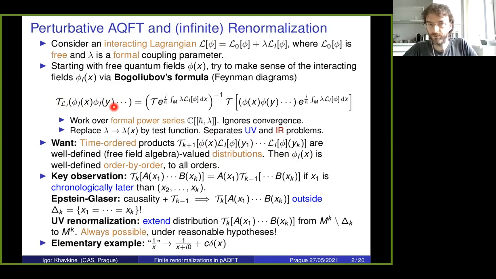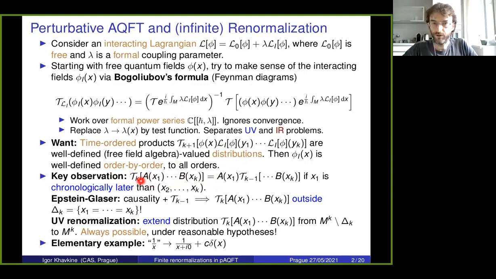Interacting time ordered products of interacting fields are well defined. Once we find representations for the algebras that we can build out of these things, then we can get expectation values and in principle compare them to experiments and so on and so forth. All right. So how could we make sure that these time order products are well defined, or how could we define them? Well, turns out that the key observation for them is, it's part of their definition, really.